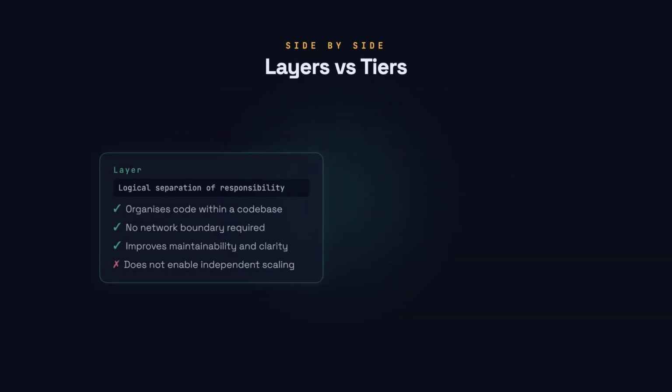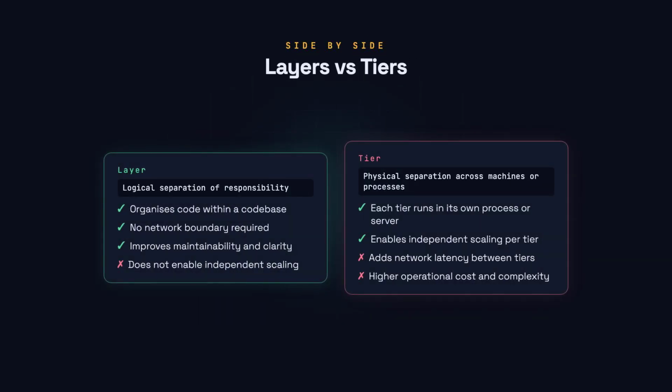Here is the head-to-head. A layer is a code-level boundary. It makes your code base cleaner and easier to change, but everything still runs in one process with no network involved. A tier is a deployment boundary. The business logic server is a different machine from the database server, which means you can scale them independently, but every crossing of that boundary costs you a network round trip and adds operational overhead. More tiers means more flexibility and more complexity, not just more boxes on a diagram.